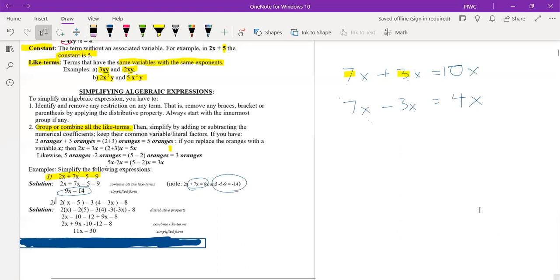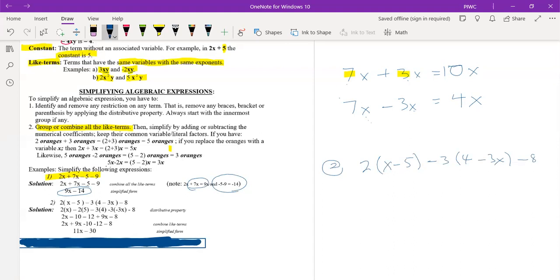Now let's look at another example, example 2. This time you have 2x. I'm going to rewrite this out here. You have 2x minus 5 minus 3 times 4 minus 3x minus 8. Okay. Now this time we have a restriction over here. What's the restriction? The restriction is the parentheses. So we have the parentheses, you want to get rid of the parentheses. And that's why you have to apply the distributive property.